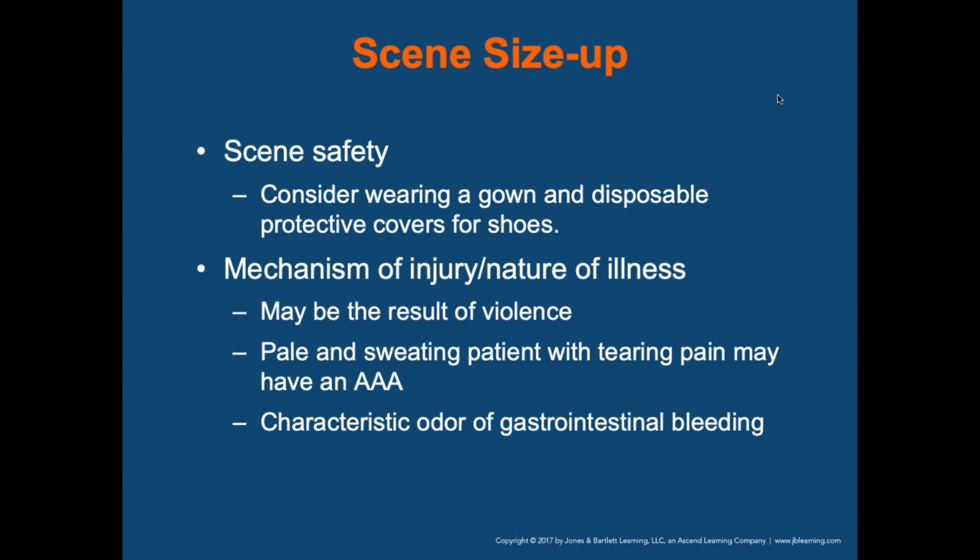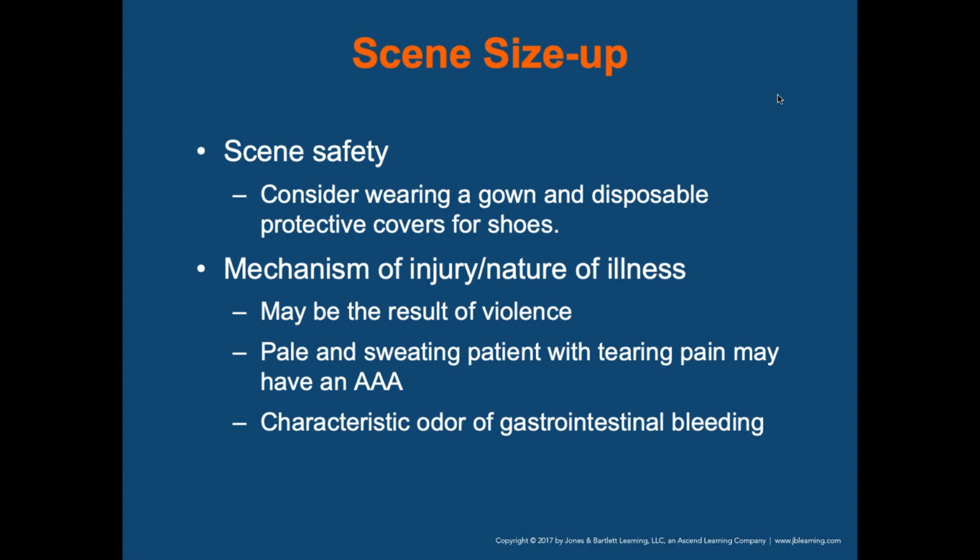So as part of our assessment, we're looking at scene safety. So consider wearing a gown and disposable protective covers for shoes, if you have the availability to. Mechanism of injury, nature of illness. It may be the result of violence. So it could be something from a sexual assault, to just violence itself. If they're pale and sweating with a tearing pain, they may have an AAA. These patients need to get to a trauma center that can do surgical intervention right away.